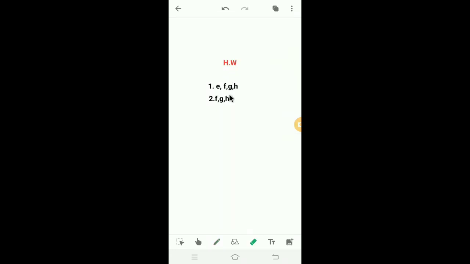Today's homework: solve exercise 6b. In that, the first one, E1, F1, G1 and H1, and the second one, F, G, H, in your math notes.